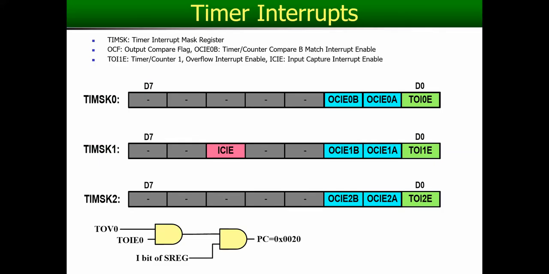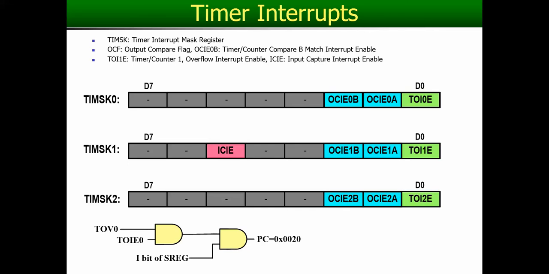So let's do that. So the important registers for timer interrupts are 3. TMSK0, that's for timer 0, as the name tells. And TMSK means timer interrupt mask register. And there is 1 for each timer. TMSK0 is for timer 0, TMSK1 is for timer 1, and TMSK2 is for timer 2. And now we look at the bits. So which bits are important?